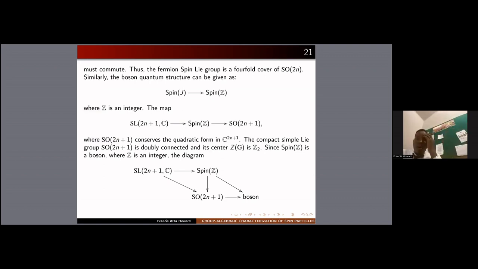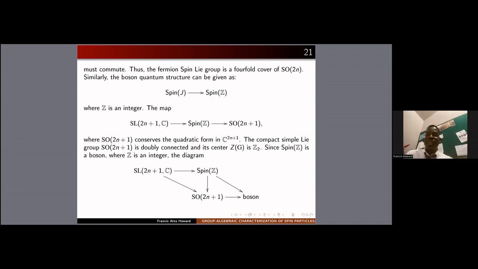Now, when we look at the SO2N plus one, that is the boson. The boson has the classical matrix group structure, that is the special linear group of order 2N plus 1, mapping into the spin of the boson of integers, and the SO2N plus one structure. This SO2N plus one also conserves its quadratic form in the complex 2N plus one dimension. And these are compact groups, but these are only double connected. And they have a center of Z2.